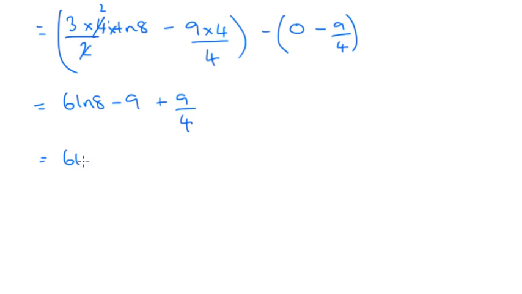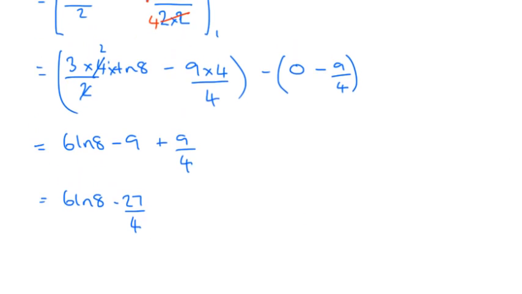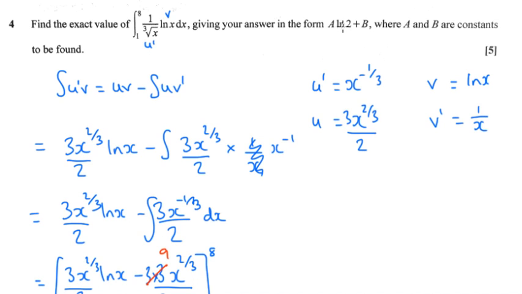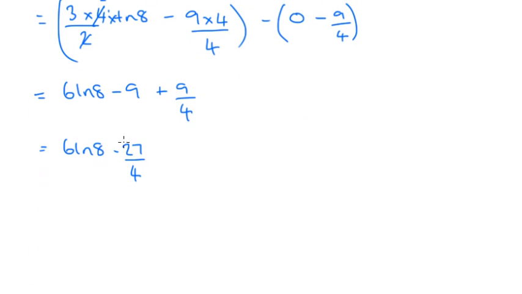6 ln 8 minus 9 and plus 9 quarters is going to be minus 27 quarters. So there's 36 here, 36 plus 9 is minus 27, yep. But that's not our final answer because it says give your answer in the form a ln 2. So we need to change this 8 to 2 to the power of 3. And we then need to bring this 3 to the front. So that's going to be 18 ln 2 minus 27 over 4. And that's your final answer.